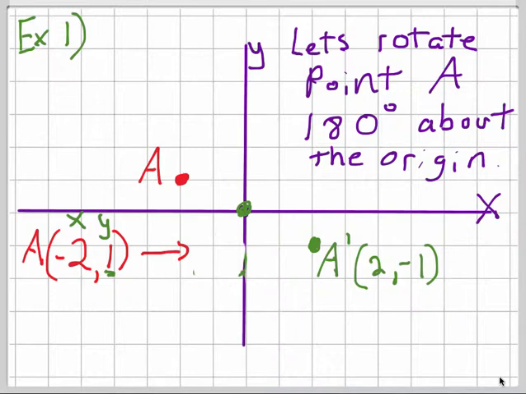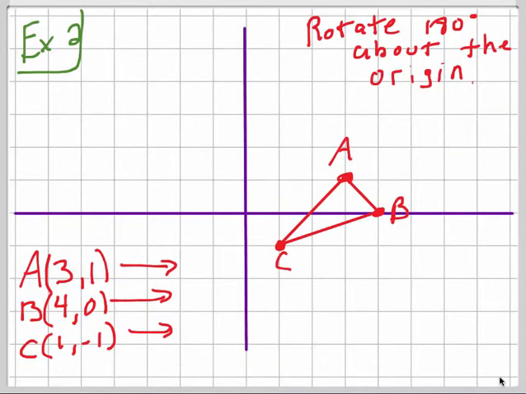You just have to be able to move the points. That's the number one rule in transformations. Learn the rules. 180 degrees is the opposite of the X and the opposite of the Y. You just change the sign. Okay? Let's look at example 2 here.